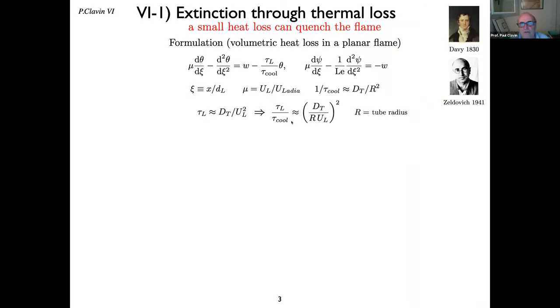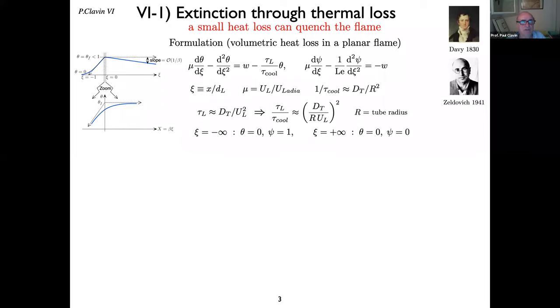So you have here a factor, the ratio of these two times, which is written here, which measures the intensity of the heat loss, the rate of heat loss, compared to the rate of chemical heat release. So this radius, this scale here, is describing this ratio of the rate of heat loss by the rate of heat release. Good.